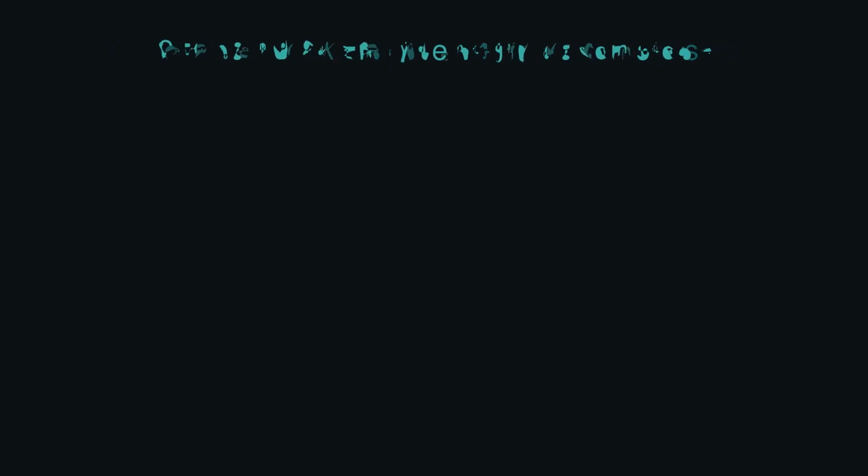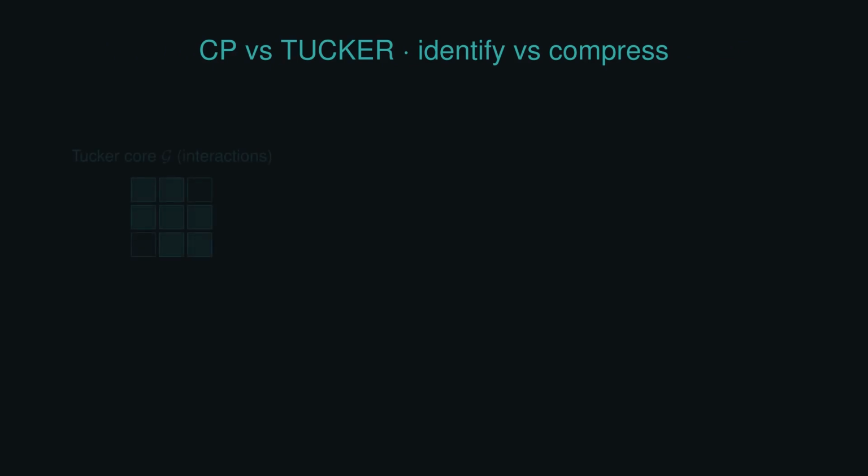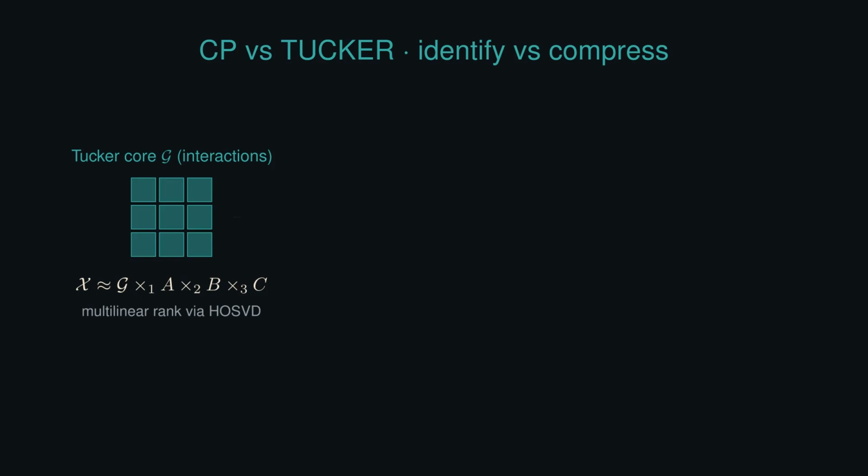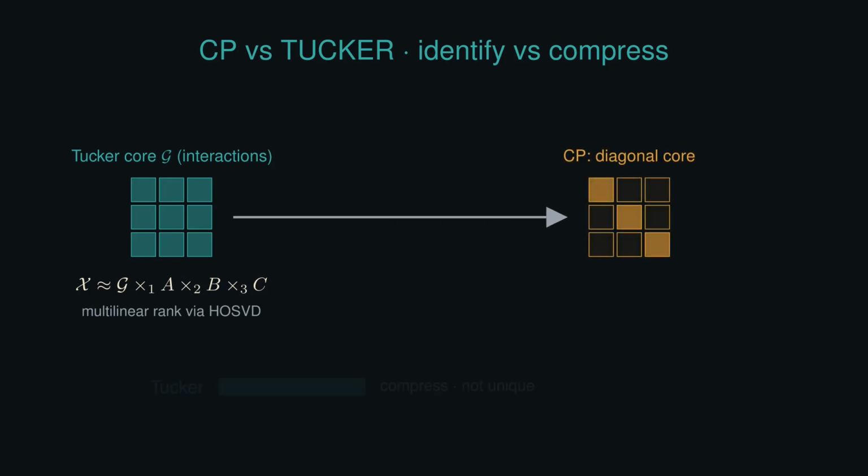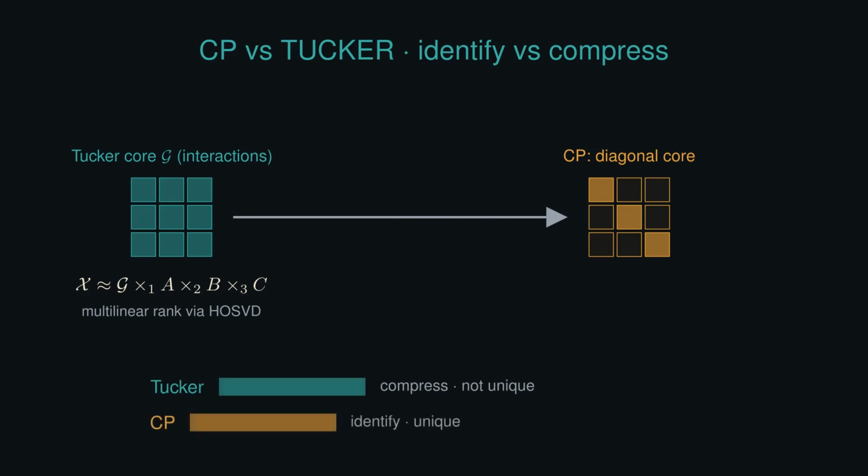There is a second way to factor a cube. Instead of a fixed set of blends, give it a small core, a grid that says how every direction interacts with every other. That is the Tucker decomposition, multilinear PCA. The core is an interaction cookbook. CP is just the special case where that core is diagonal, each pattern keeping to itself.